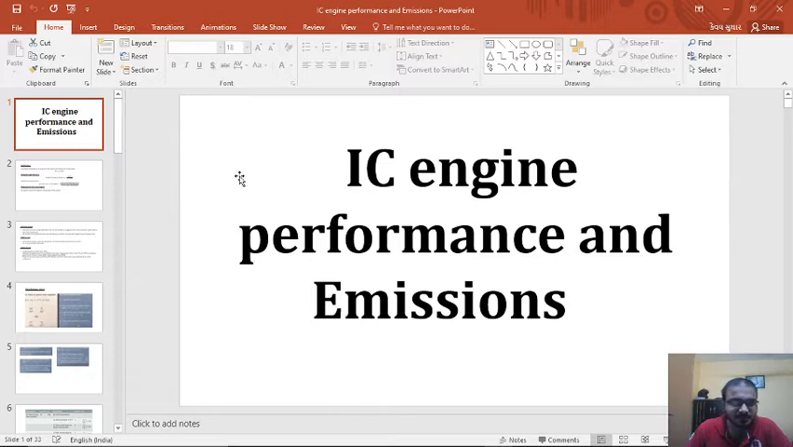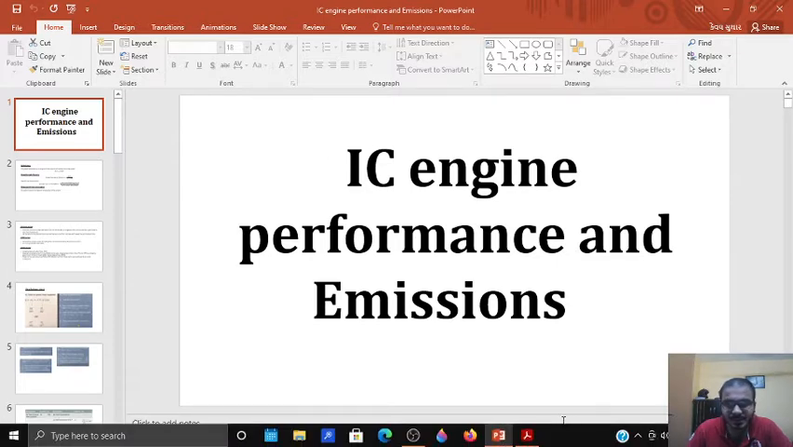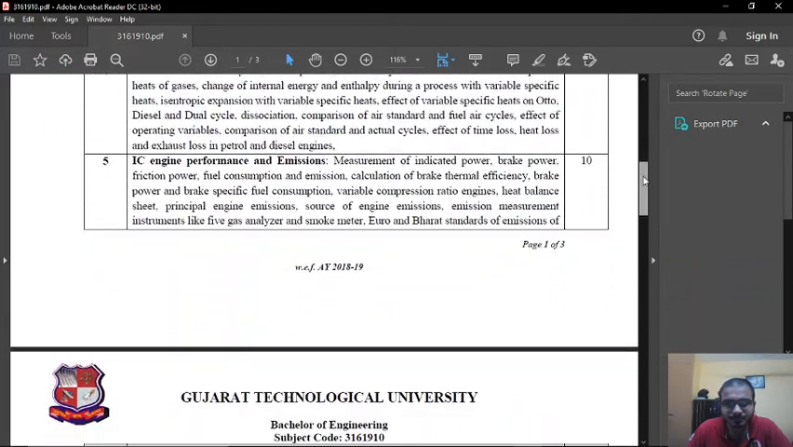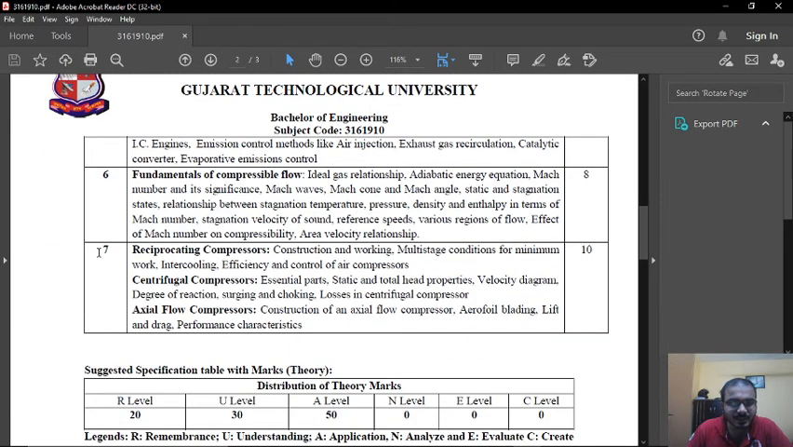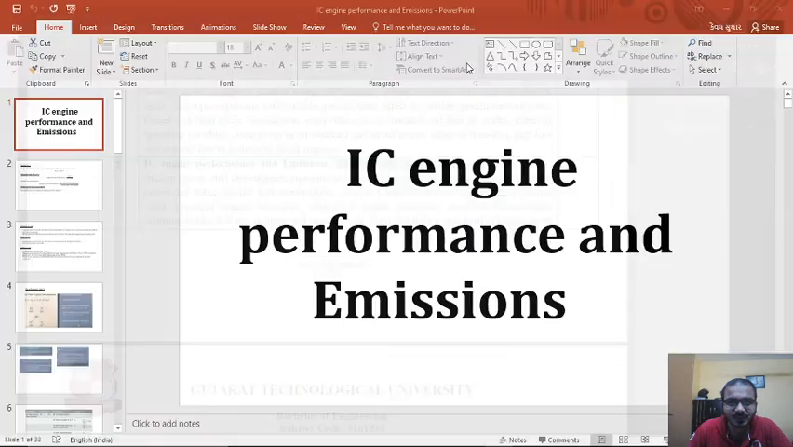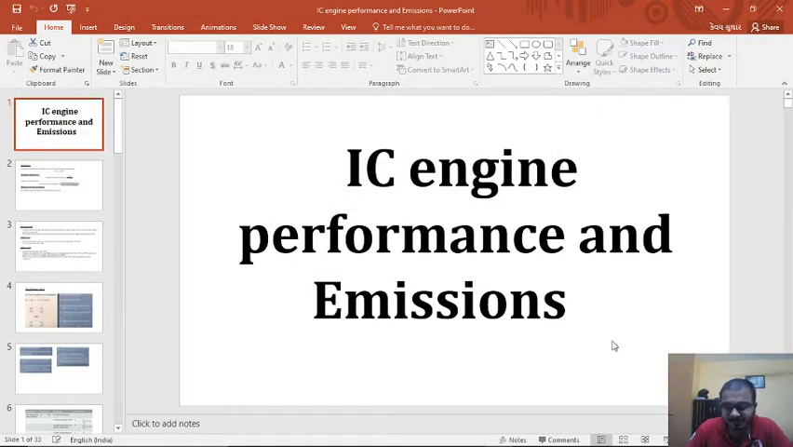So let's begin. First we can visit the syllabus here. That is the fifth chapter, IC engine performance and emission. We have completed the seventh unit, that is reciprocating compressors, centrifugal compressors and axial flow compressors. So we will begin with measurement of indicated power, brake power, friction power, and then we will move forward with emissions. So let's begin.